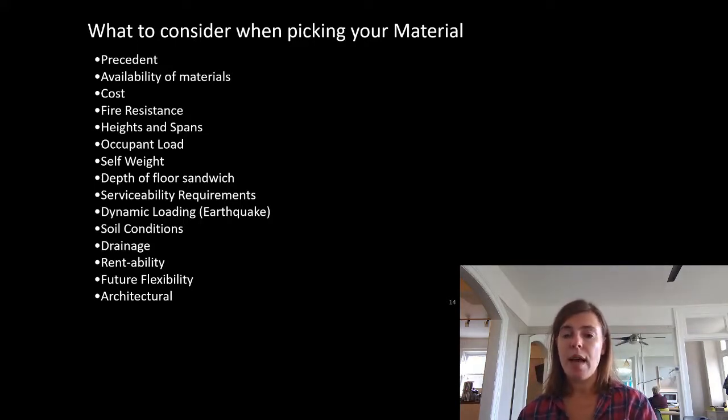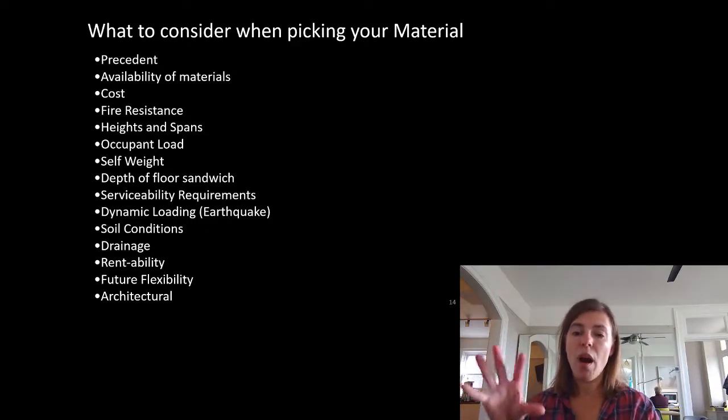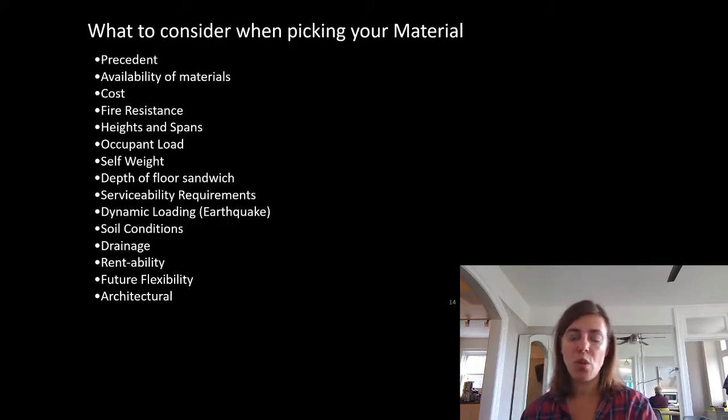Fire resistance. What's the fire resistance on the building? If it needs to have a 5-hour fire resistance, there are some materials that might not lend themselves well to that. Heights and spans. If you're doing your standard story-to-story height with 6-meter spans, concrete's going to be the way to go. If you're doing something with 12-meter spans, you're going to want to look at a steel building. What are the occupant loads and the self-weight of the building? So what are we putting in that building? What are we doing to it? That can have implications on what material we pick.